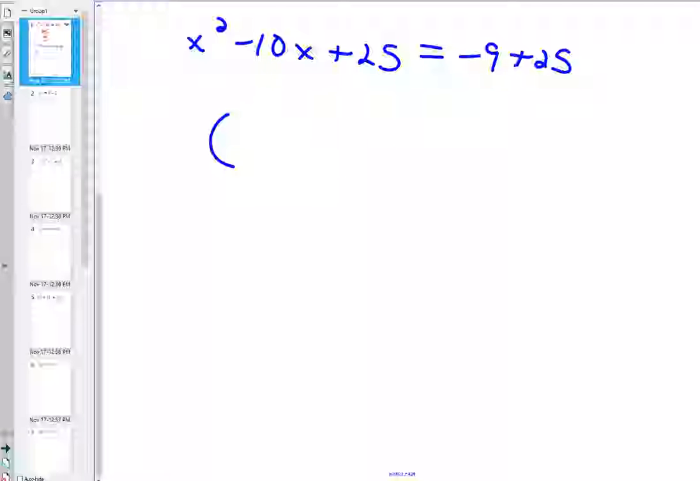By completing the square, that means I can now factor on the other side. Negative 9 plus 25 is 16. The way I showed you to factor was take the square root of the first and last. What's the square root of x squared? What's the square root of 25? Keep the sign in the middle. By doing this, now we only have a single x.